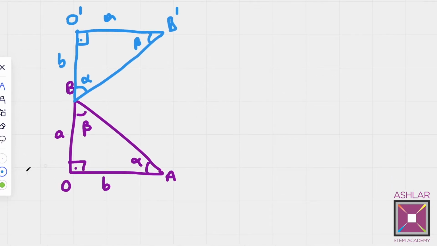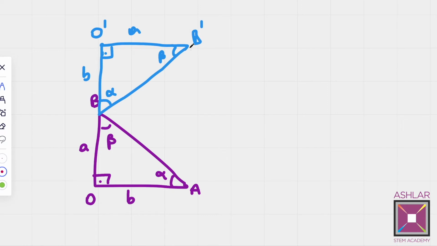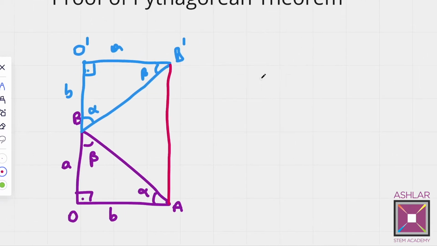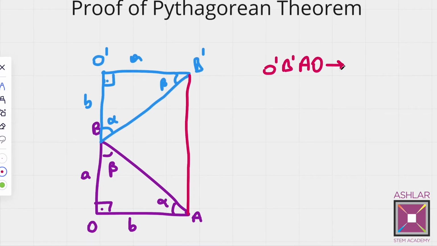So what we see here is, if we connect these 2 points, B prime and A, we form a trapezoid. So O prime, B prime, A, and O. So this is like a trapezoid.